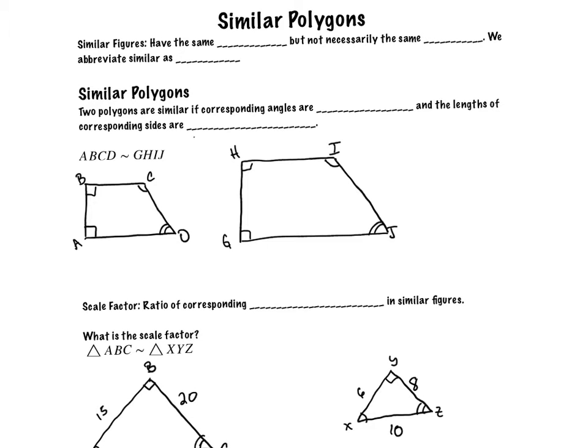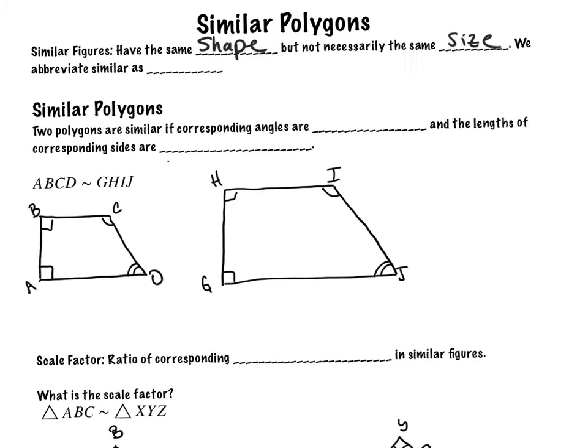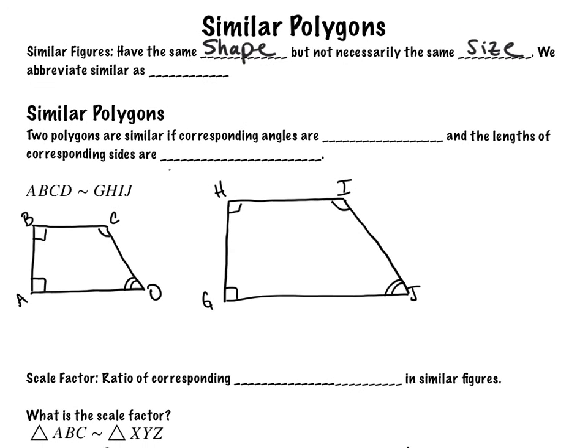All right, so similar polygons, right? These are figures that have the same shape, but are not necessarily the same size. The same shape, but not the same size. And then we're going to abbreviate similar with that little tilde symbol. Think about it as the top of the congruent sign. That's what we're using to say things are similar.